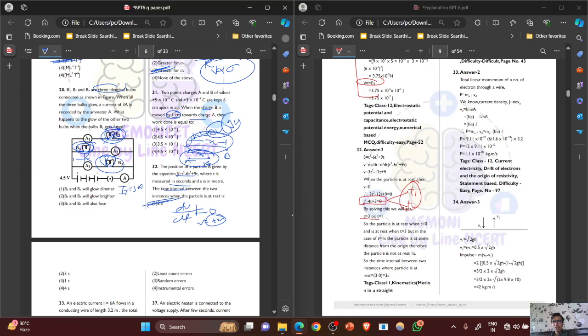By solving, we get t equals 3 and t equals 1. Between the two instants where the particle is at rest. What does at rest mean? Velocity at t equals 0, displacement is 0. Velocity is not 0; at t equals 0, velocity is positive. At t equals 1, the particle is at some distance from the origin.